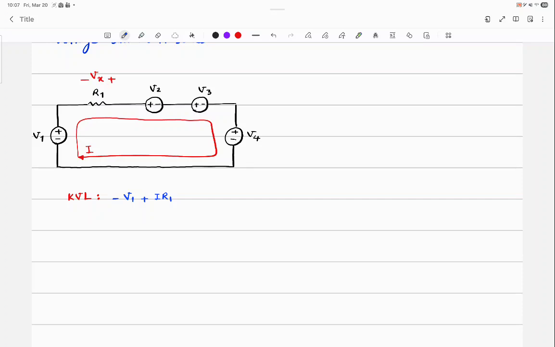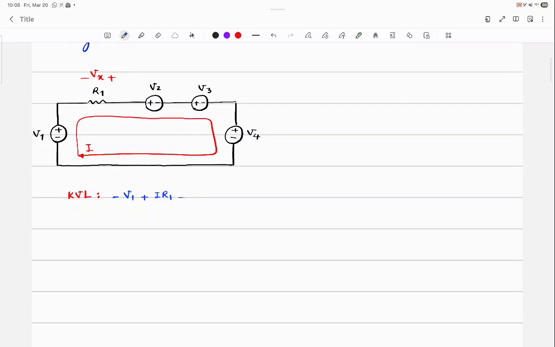Next, Dikshant, right? Plus, what did you say? V2, yeah. Sorry. Next, plus V3 and plus V4 equal to 0, right? So let's move things around and see what we can write here.